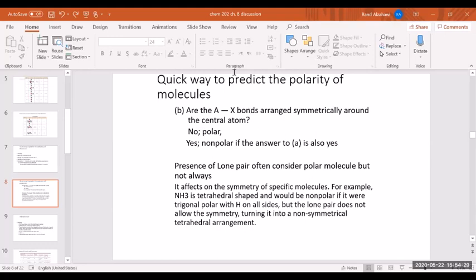Look here. I will give you one example like XeF4. XeF4 has two lone pairs on the central atom, but it is not polar because there is a symmetrical distribution of the lone pairs and the F atoms. While H2O, oxygen has two lone pairs, it is polar. So be careful, guys. As I said, it's working most of the time, but not always.